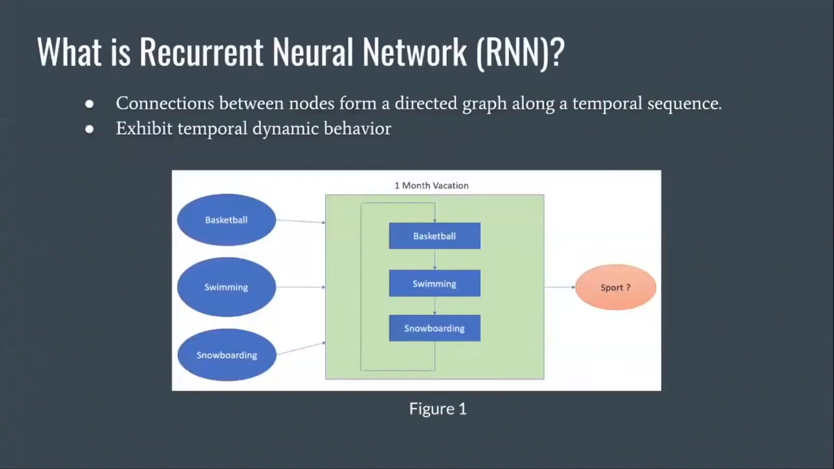First, what is a recurrent neural network? A recurrent neural network is a class of artificial neural networks where connections between nodes form a directed graph along a temporal sequence. This allows it to exhibit temporal dynamic behavior. In more plain language, imagine you like to play basketball, swimming, and snowboarding sequentially. Then you decide to take a 1 month vacation. After you went back, you still want to keep sporting. What sport should you choose? You can determine the sport based on the previous sequence through a recurrent neural network.